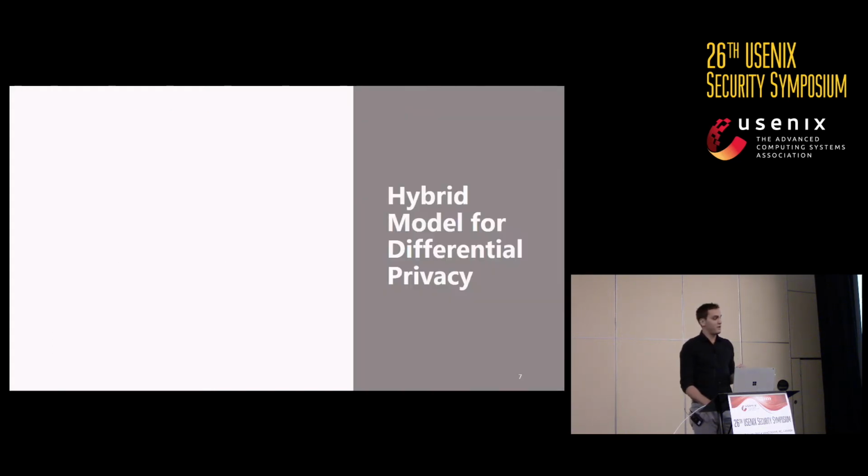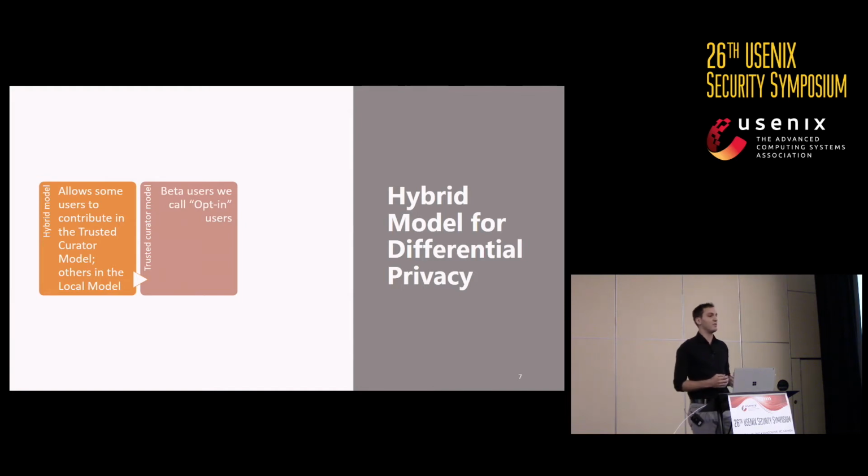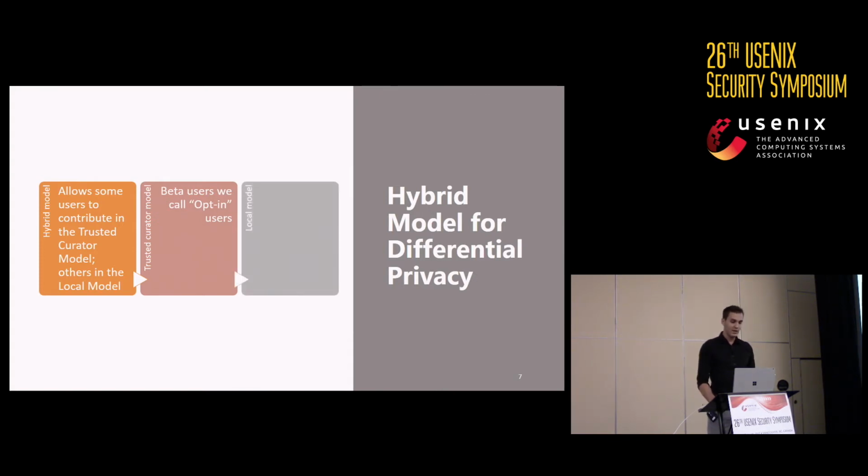So our hybrid model for differential privacy that we're proposing is very simply one that allows some users to contribute to the trusted curator model and others to contribute in the local model. These trusted curator model users are these beta users or power users, really anyone that trusts the curator with their data. We refer to them as opt-in users throughout the rest of the talk. The local model users are basically everyone else. These are the people who either didn't explicitly opt in, or they're maybe the people who simply trust the curator less with their data. And we refer to them as clients.